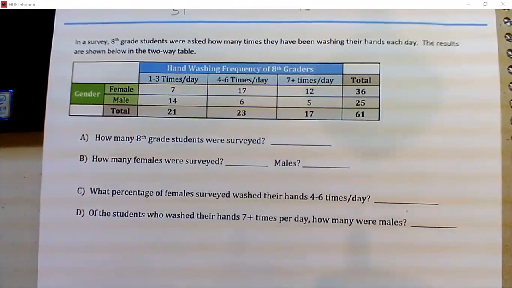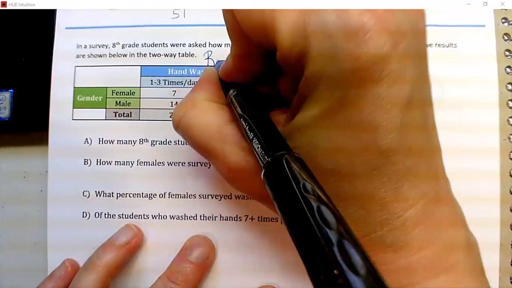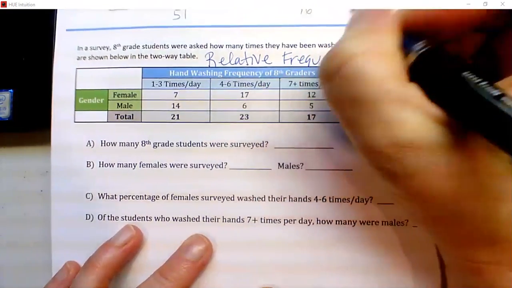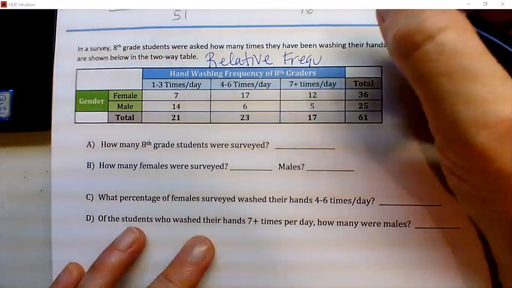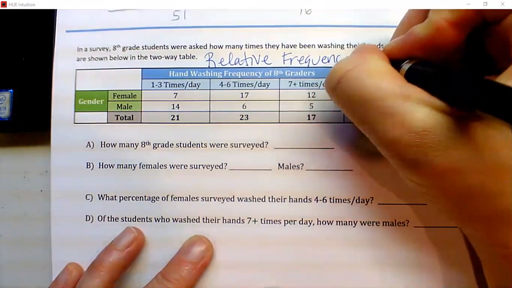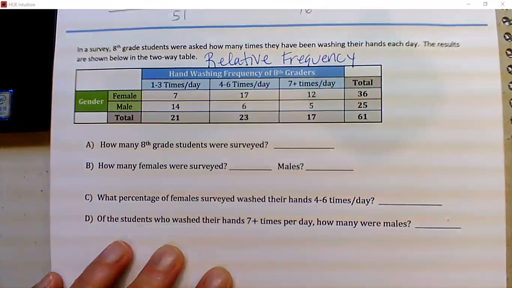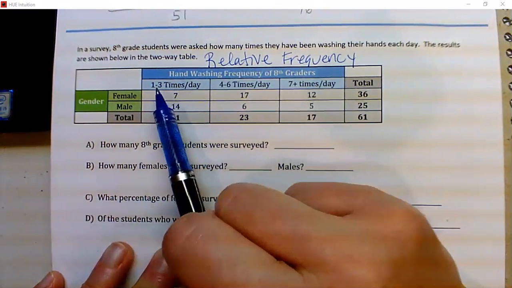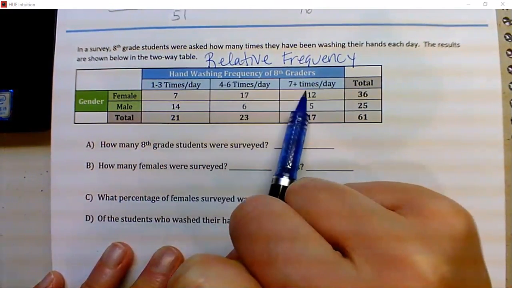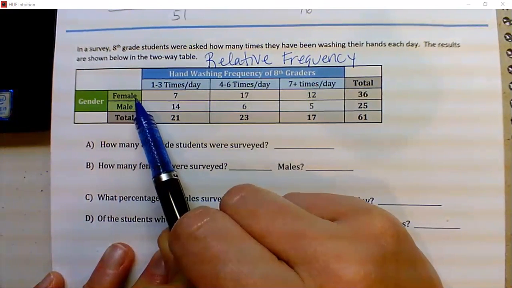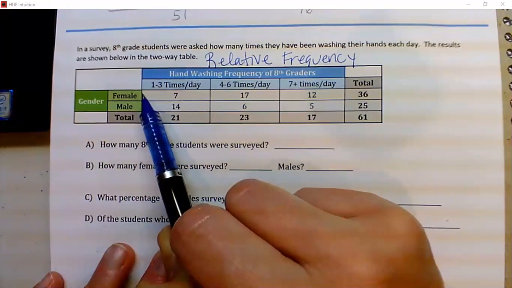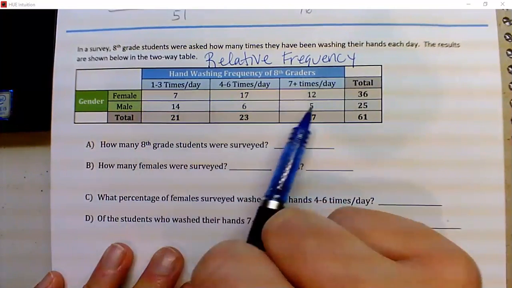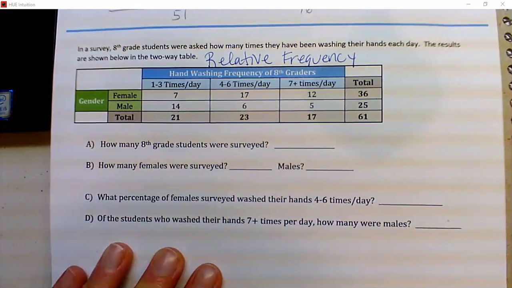Okay, so now I want to show you something that's called relative frequency. Relative frequency. Frequency being how often you do something, right? So I'm going to show you how to calculate the relative frequency among the intervals for washing your hands per day, and I'm going to break it down by gender. So I'm going to do female relative frequency for hand washing and male relative frequency for hand washing, and show you how we're going to do this.